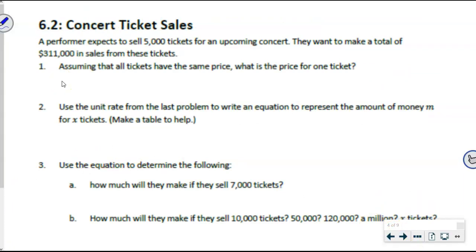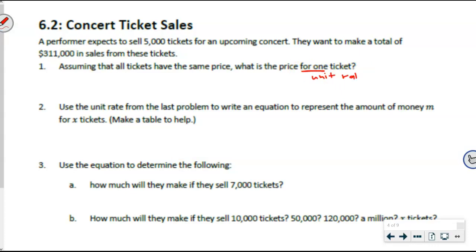For this one, it says a performer expects to sell 5,000 tickets for an upcoming concert, and they want to make a total of $311,000 in sales from these tickets. Not necessarily profit, but make that much in sales. So assuming that all tickets have the same price, what is the price for one ticket? What we're saying when we're asking what is the price for one, we're asking for that unit rate.